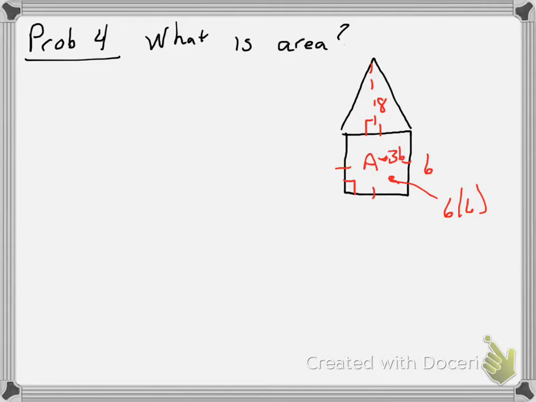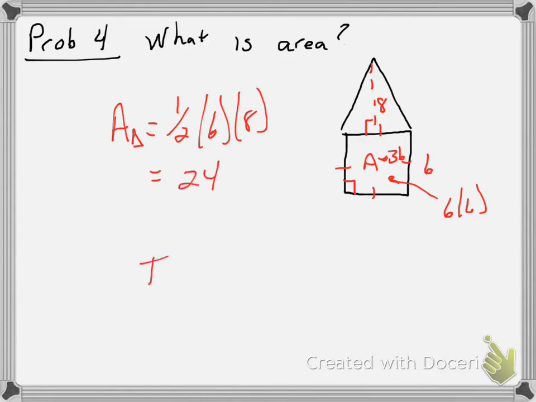Now let's find the area of the triangle next. So area of the triangle is going to be 1/2 my base, which is 6, times the height, which is 8, which gives me 24. Now to find the total area equals 36, which is the square, plus 24, which is the triangle, and that gives me 60.